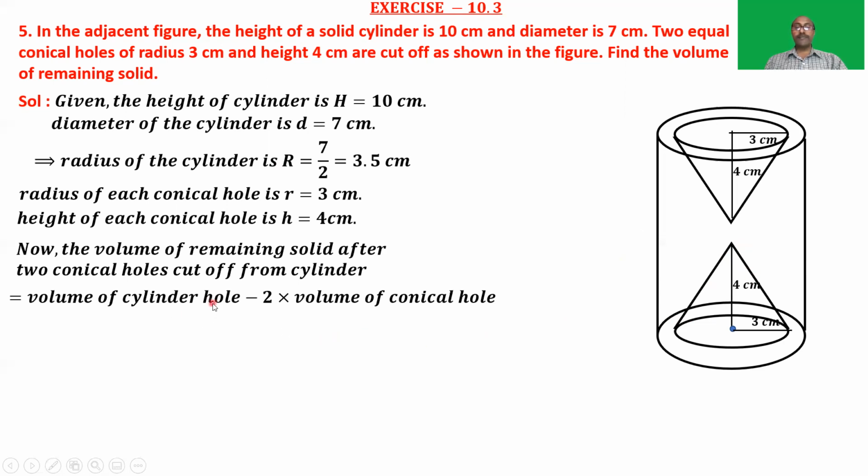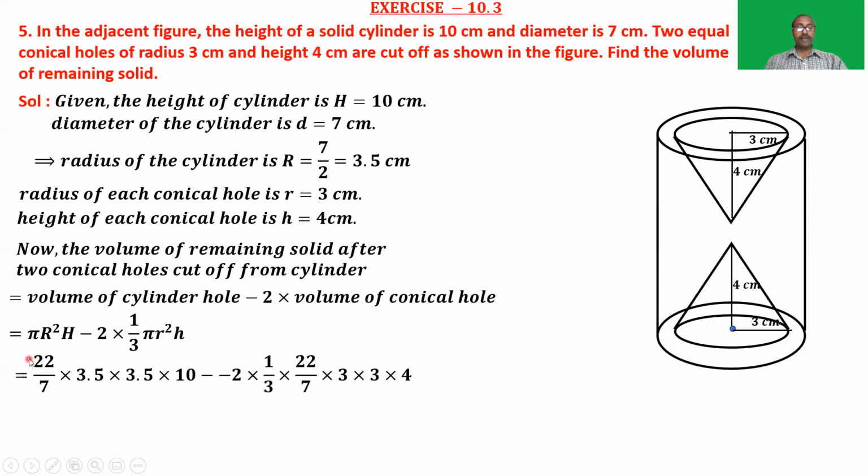So the volume of cylinder is pi capital R square H, and the volume of conical hole is 1 by 3 pi small r square small h, because the radius of cylinder is denoted by capital R and the radius of cone is denoted by small r, and the height of the conical hole is small h, and the height of the cylinder is capital H.